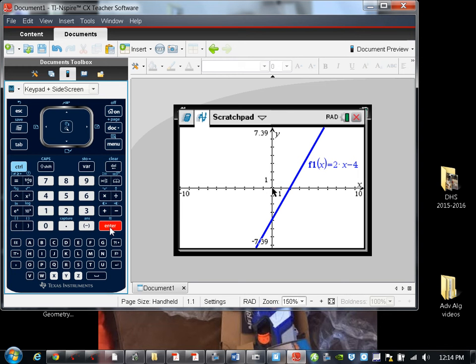Then we're going to put in another one. In order to do that, we had to hit tab. Finally figured that out. I'm so proud of myself. It's very hard to figure it out at first.